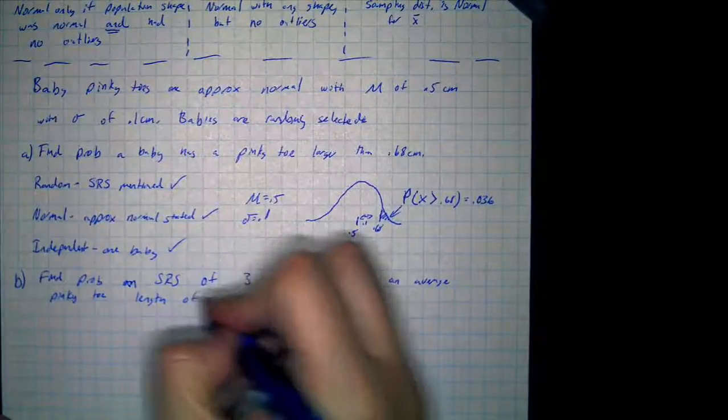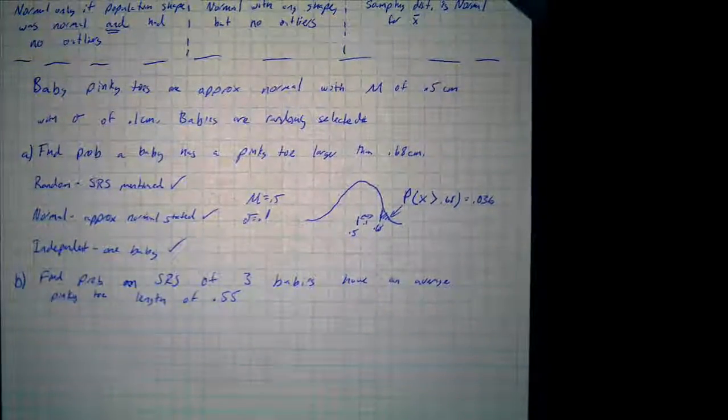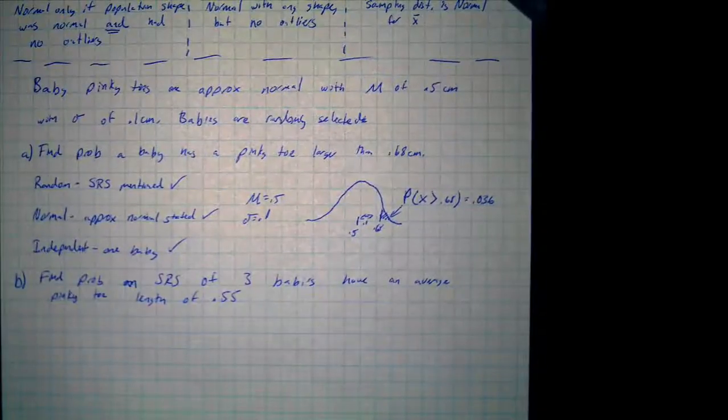length of 0.55. So do you think this is going to be more common or less common to pull 3 babies and their average pinky toe length is 0.55, or to have 1 baby whose pinky toe is 0.68? Which one is going to be more common? The 3 babies that have 0.55 average? They have to be above average together. Some of them are going to be below average. We have to pull all 3 of them and average their pinky toes. No, the 1.